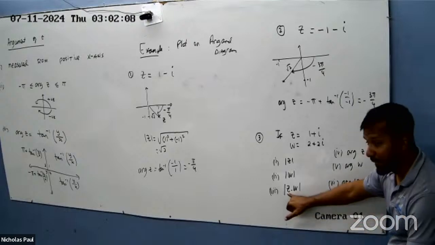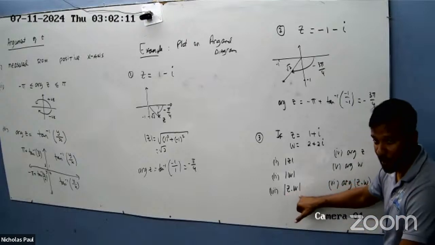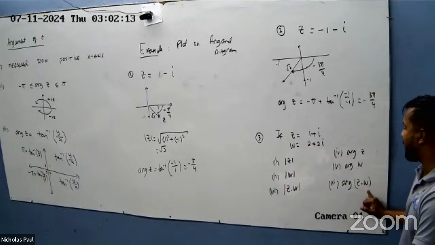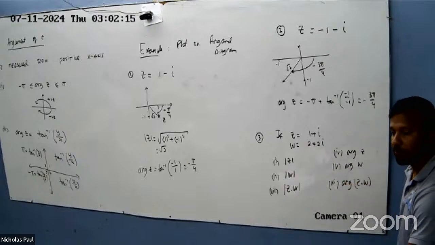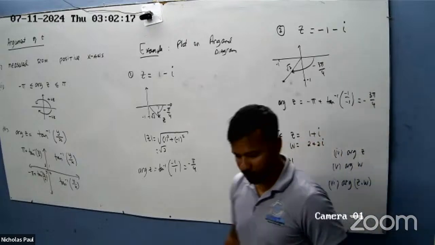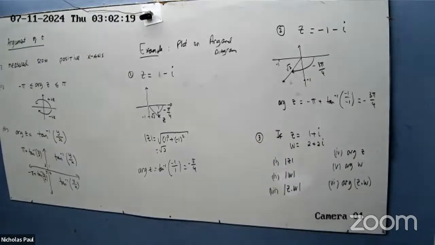So here you're finding z by w, then finding the modulus. Here you're multiplying z by w and then finding the modulus. And I want to show you something after. Take your time.